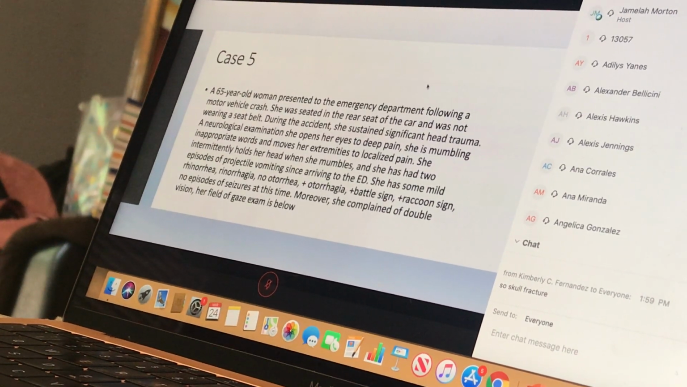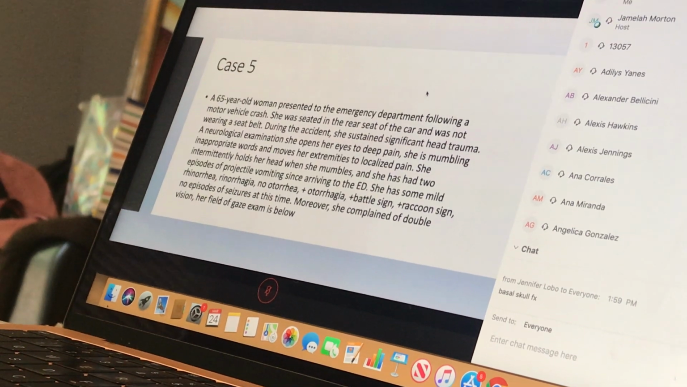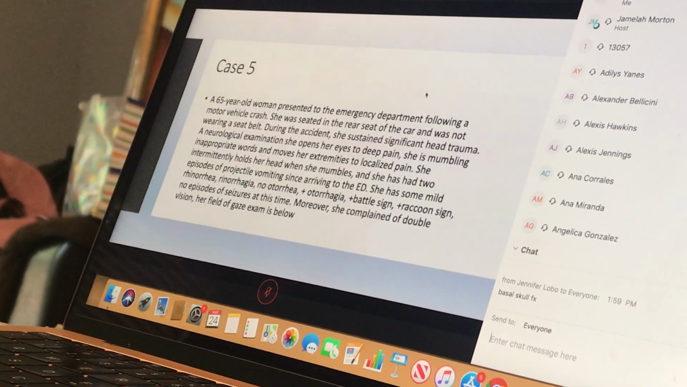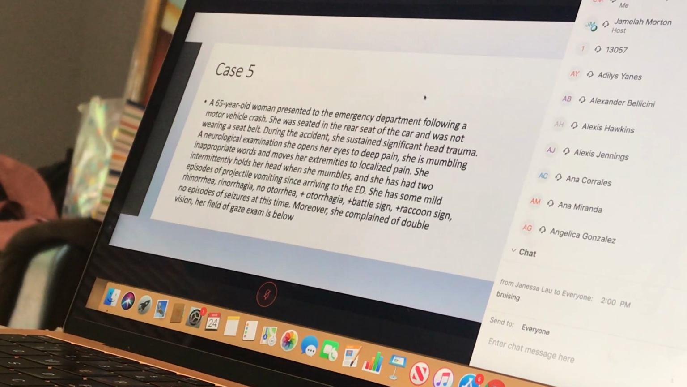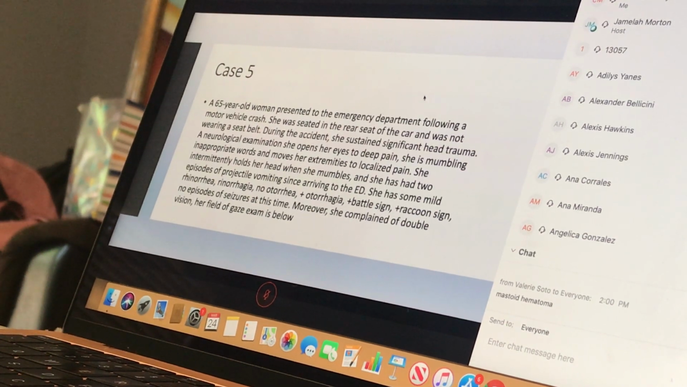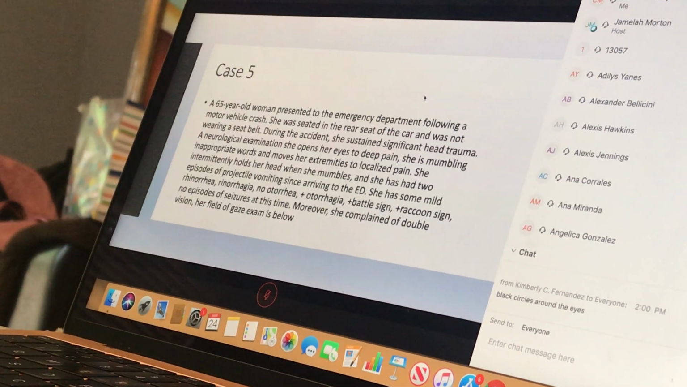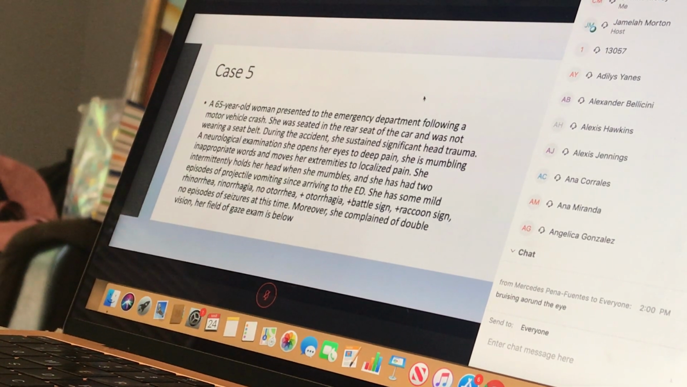What is Battle sign? A sign of basal skull fracture. Okay. It is a sign of basal skull fracture. It is bruising behind the ear, though. I don't want you to diagnose it, I want you to tell me where it is. Bruising behind the ear. What is raccoon's eyes? That is periorbital ecchymosis. Okay? If you know what a raccoon looks like, you know they always have these dark rings around their eyes. Okay?